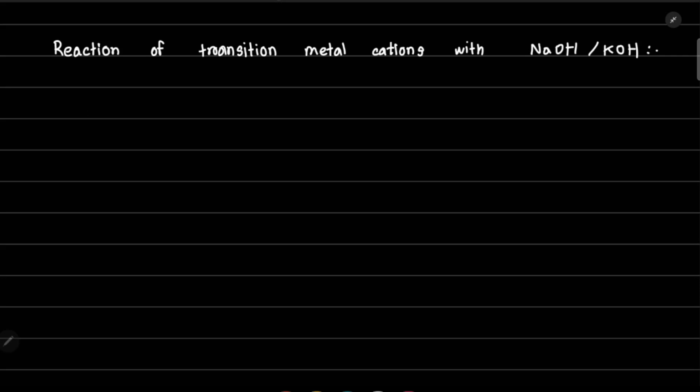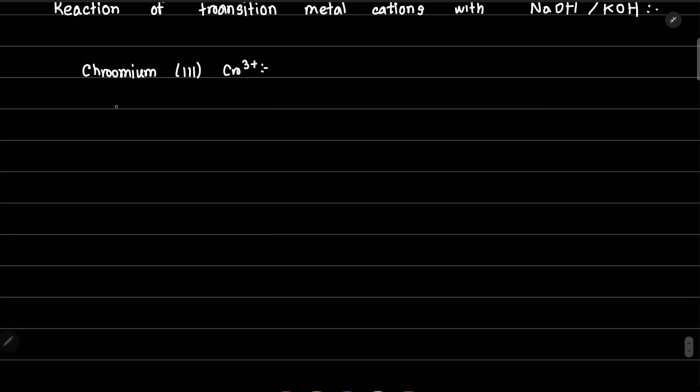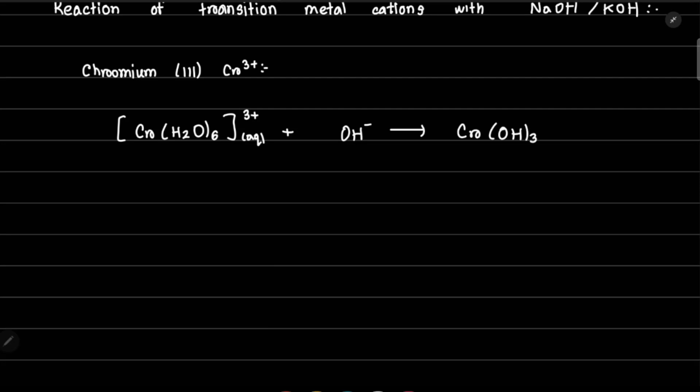So for chromium 3, the complex is Cr(H2O)6 3+. This is in aqueous form, and if I add a few drops of OH minus to it, this will form a green precipitate of Cr(OH)3(H2O)3, and the charge will be 0.